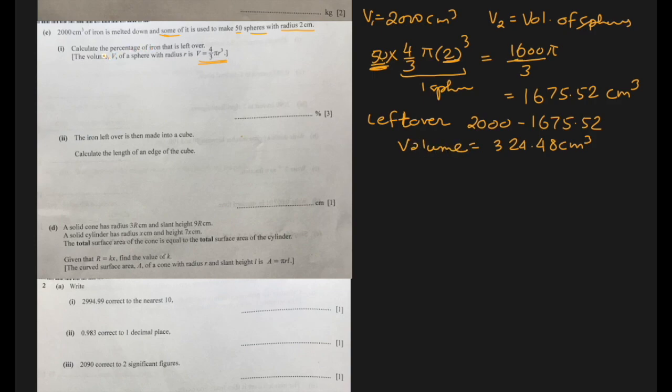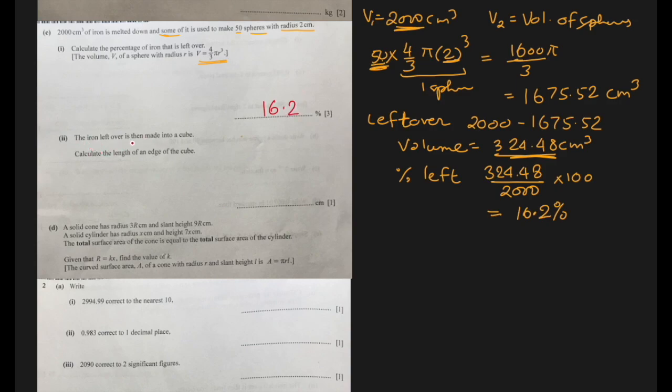But they didn't ask the leftover volume. They asked percentage of the iron left. This is left out of 2000, and that's the percentage we'll find out. Percentage left will be 324.48 out of 2000, and just find the percentage. So it comes out to be 16.2% of the iron is left. So answer is 16.2.